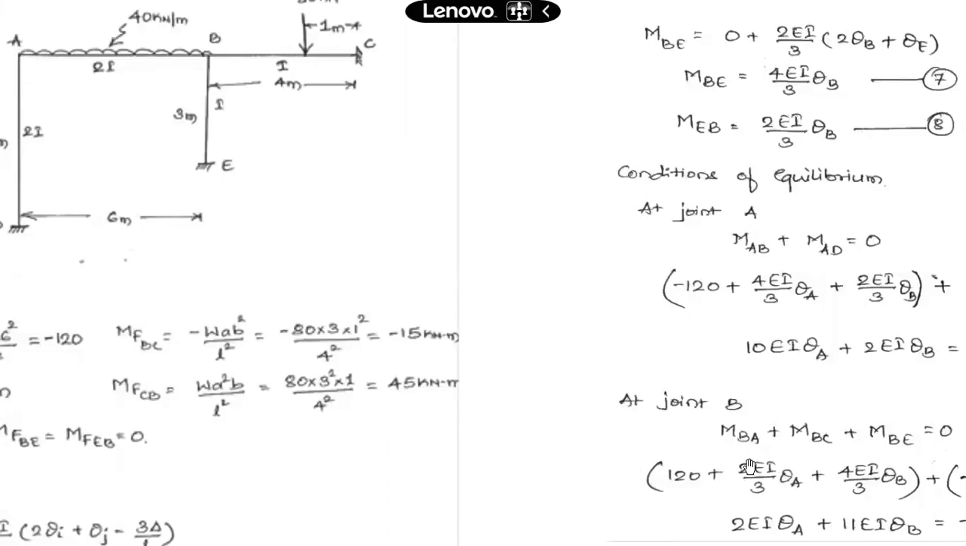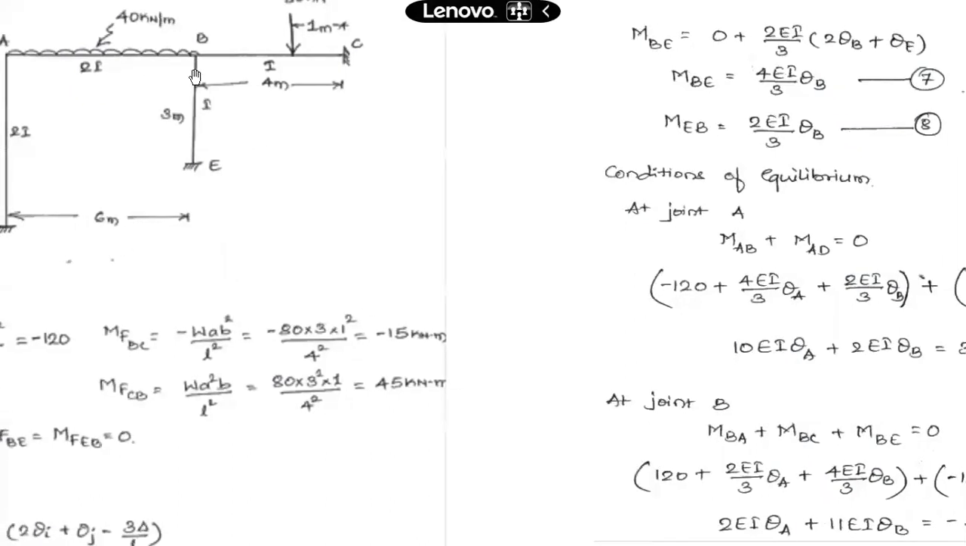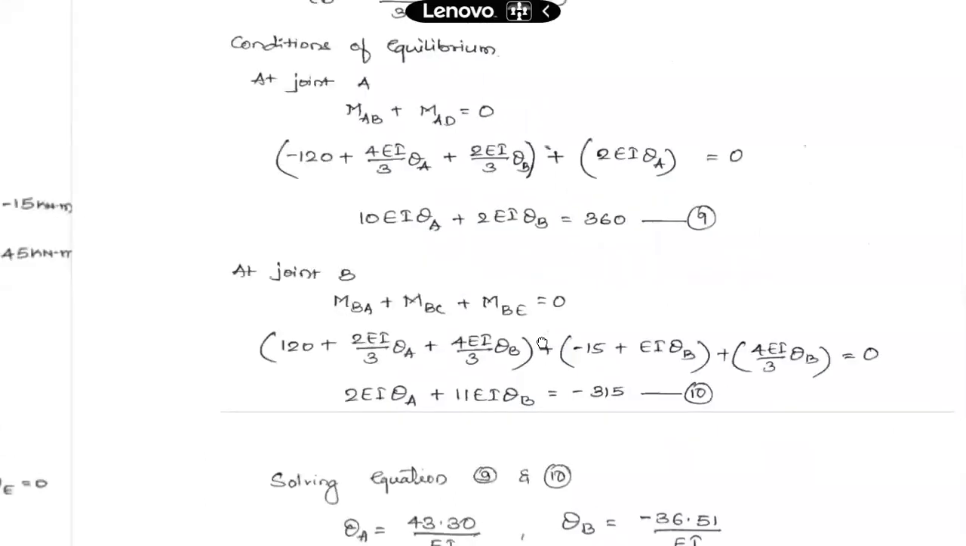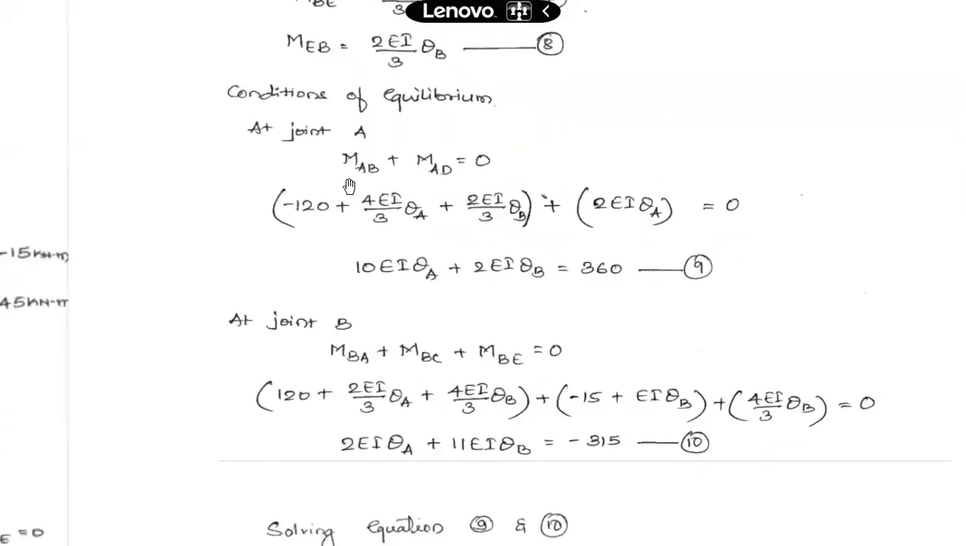At joint B, what you have? MBA plus MBC plus MBE. Because three members are connected at joint B, when you add up these three moments due to the three members, that should come out to 0. So substituting for these, MAB and MAD are in terms of the slope deflection equations that we have written from 1 to 8 over here. They'll come in those equations.